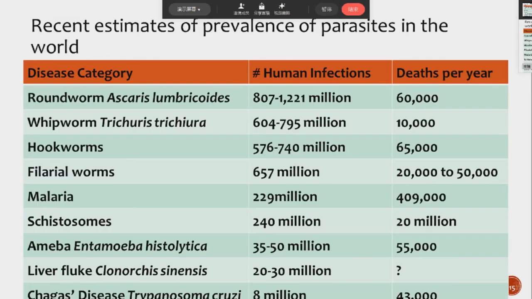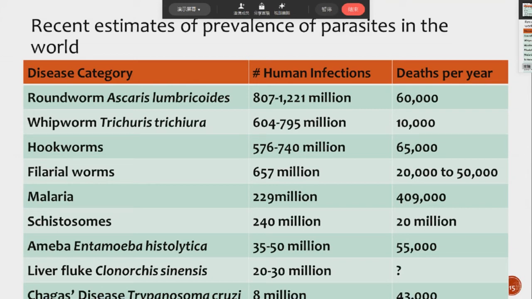So in our life, there are a lot of these parasites, and they can cause these types of parasitic disease. So we have to learn medical parasitology. So the WHO and the CDC just made statistics for the parasitic diseases. From this figure, we can see the first one, the roundworm, Ascaris lumbricoides, annually 807 to 1,221 million people were newly infected by the roundworm.